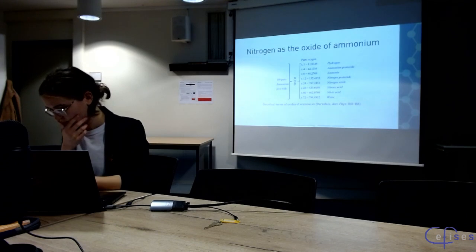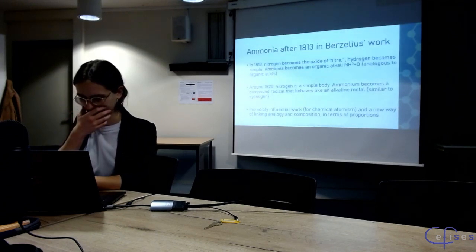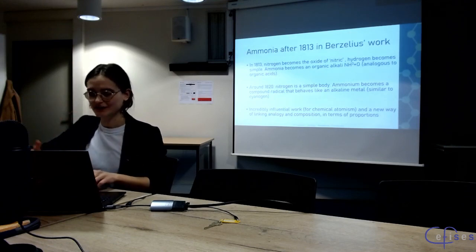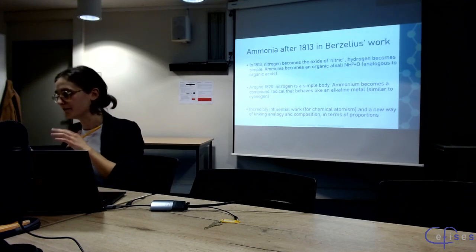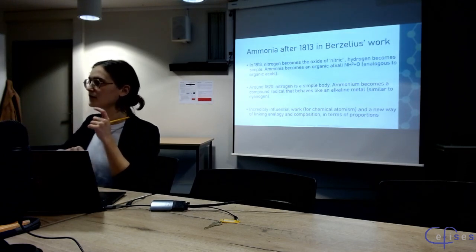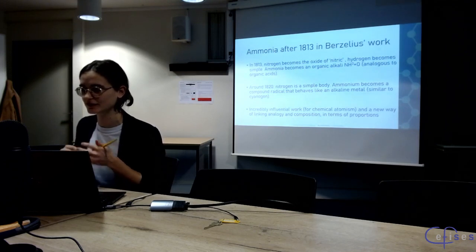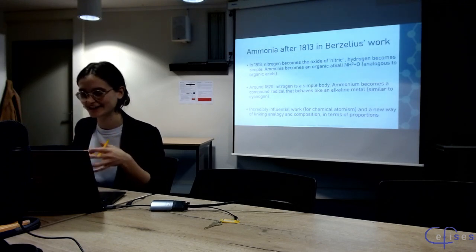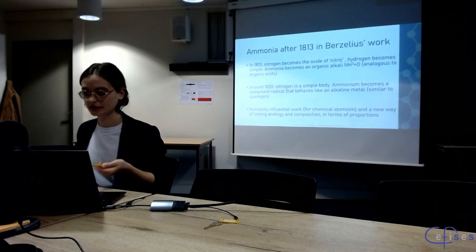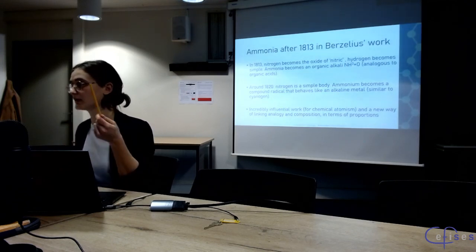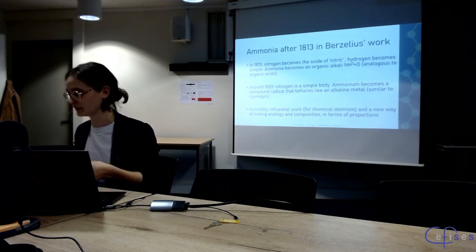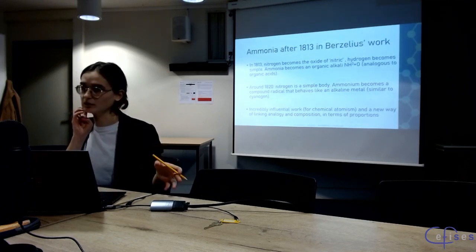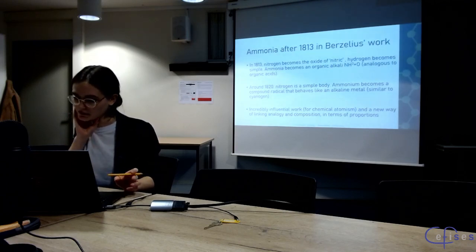I have a whole other slide about Berzelius's work, but basically, he also kept changing his mind about nitrogen, first being the oxide of ammonium, and then in 1813 saying, no, actually, it's not the oxide of ammonium, it's the oxide of this other radical, a not yet isolated element called nitric. Changing his mind again about what ammonia was, and then only in 1820 did he actually accept that nitrogen might be a chemical element, which then again changed his view of what ammonium was, and then even later in his work, ammonium started to play a role in his views of organic substances.